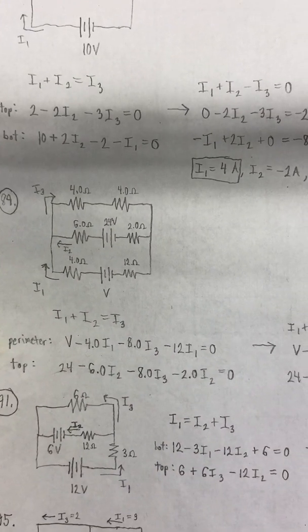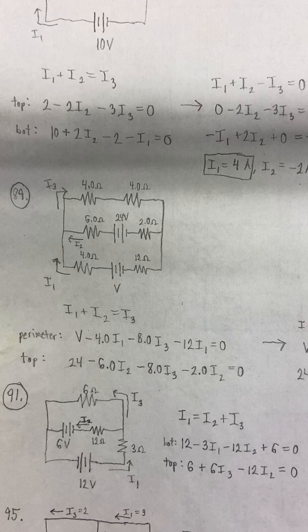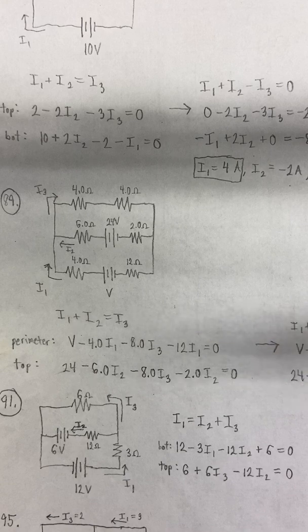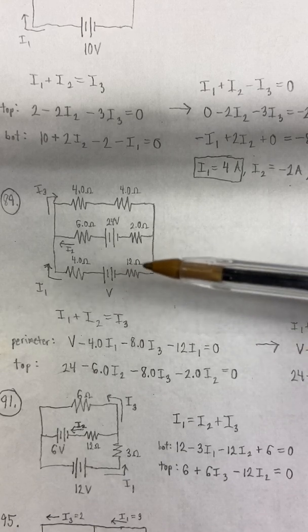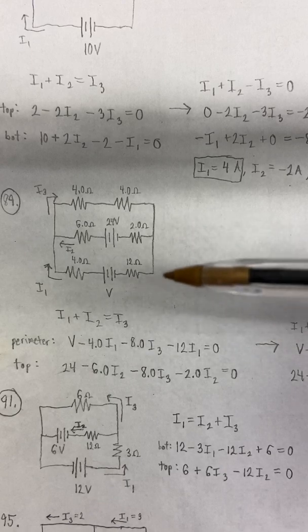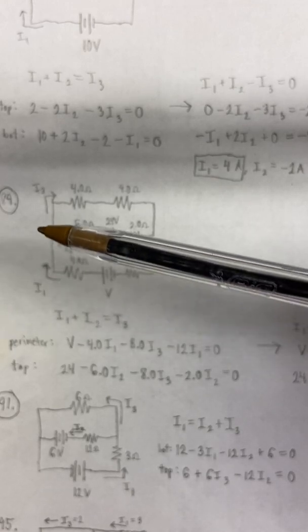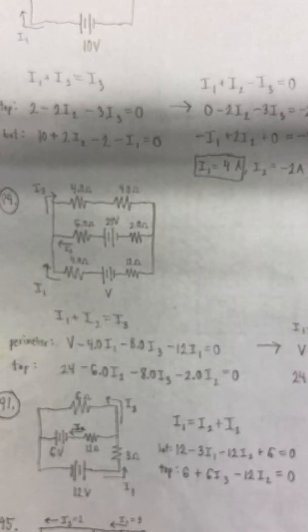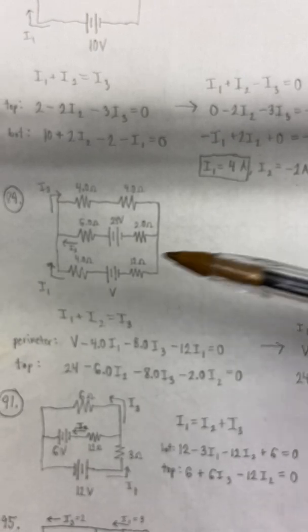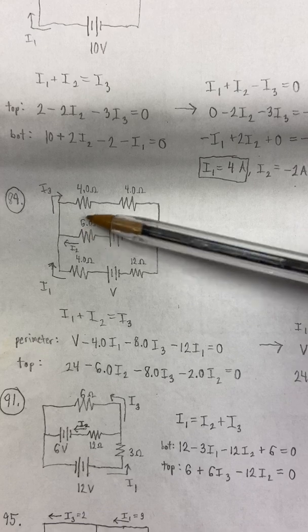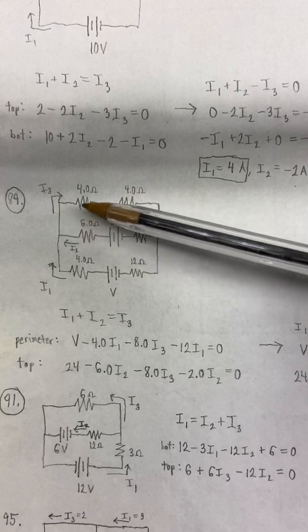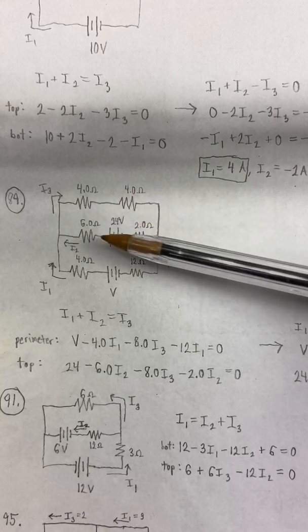Number 89, we have pretty much the same type of thing. And so this is our drawing. We have I1 plus I2 equals I3. That's our junction rule equation. The perimeter loop, let's talk about what that is. The perimeter loop is this big loop here that I'm tracing, which just goes around the perimeter. And then the top loop is going to be this loop at the top that I'm tracing right now.